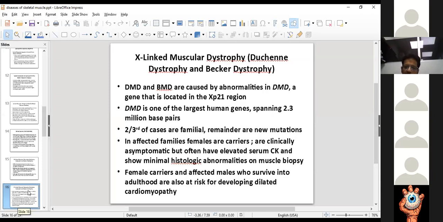Female carriers and infected males who survive into adulthood are also at risk for developing dilated cardiomyopathy. This is more true in Becker's. Usually, Duchenne's, unfortunately, they don't generally survive into adulthood.